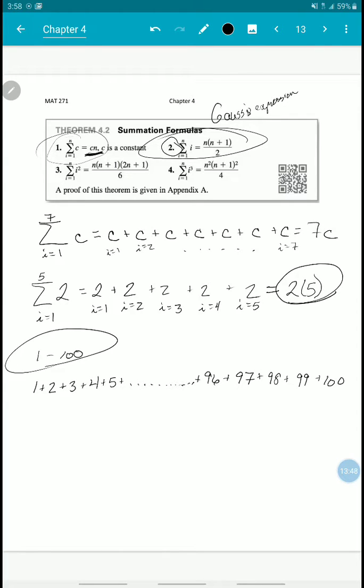So there's a bunch of numbers there. Now, look what happens when we pair that first one and that last one. If we were to add the first one and the last one together, what do we get? We're going to get 101.